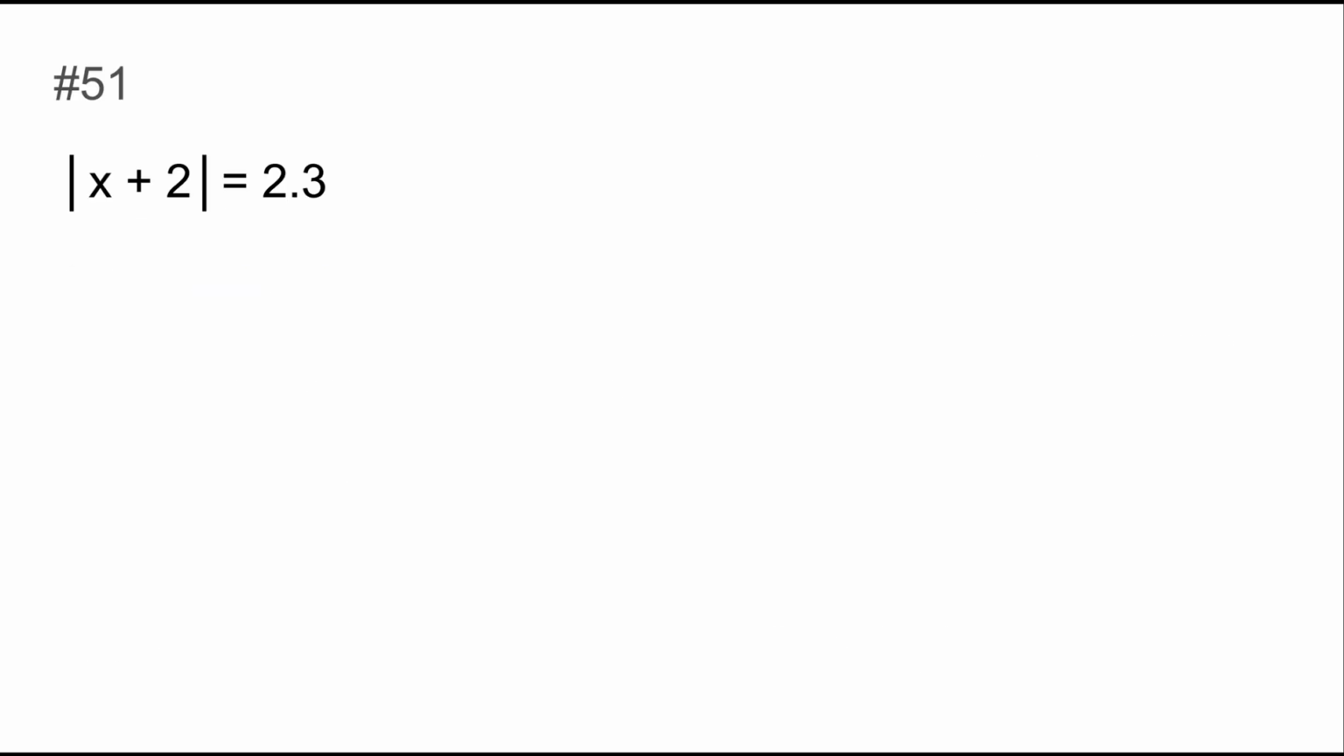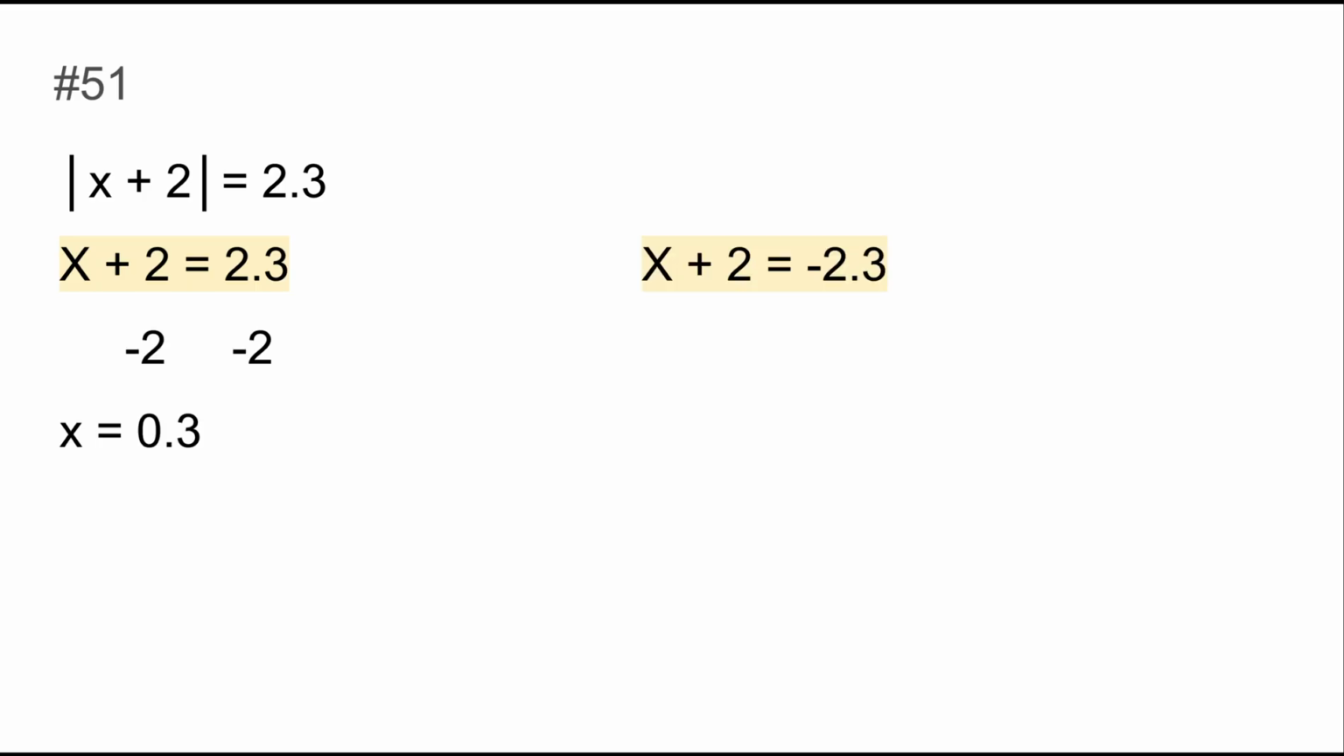Okay, we're going to jump all over to the next page, and we're going to look at some old things and remember how to do them. So we have the absolute value of x plus 2 equals 2.3. Now, remember, whatever is an absolute value could be positive or negative, right? So we are going to solve this twice and rewrite this as x plus 2 equals 2.3 and x plus 2 equals negative 2.3. And then we're going to solve this.